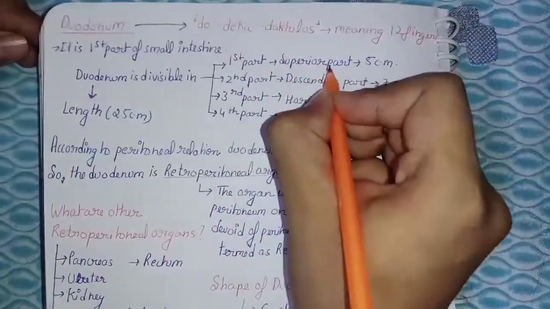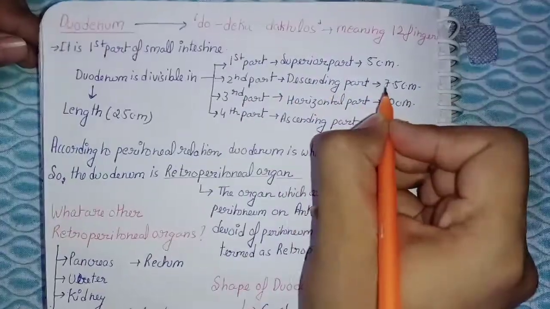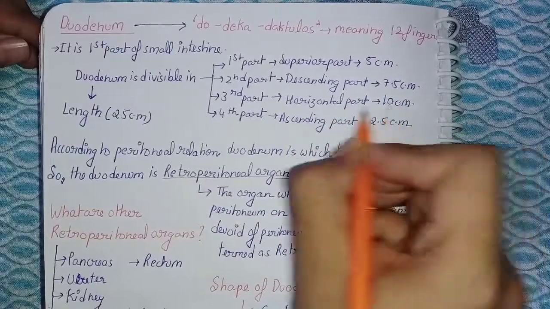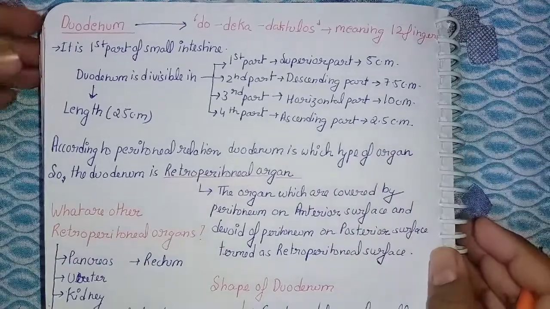First part, superior part, which is about 5 centimeters. Second part, descending part, it is about 7.5 centimeters. Third part, horizontal part, it is around 10 centimeters. Fourth part, ascending part, it is around 2.5 centimeters.